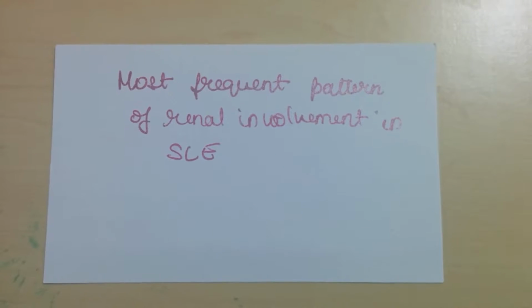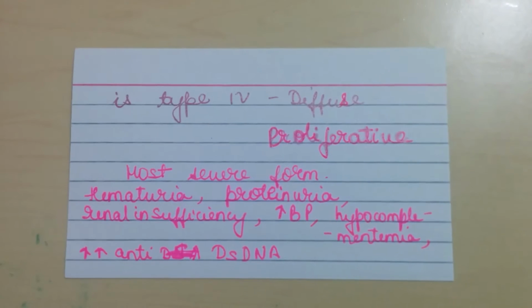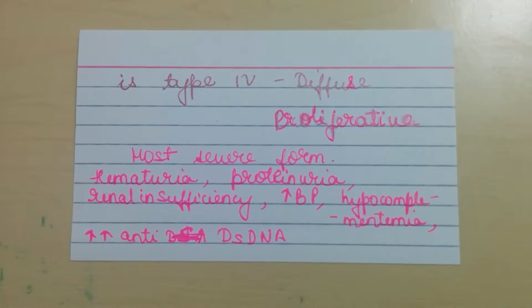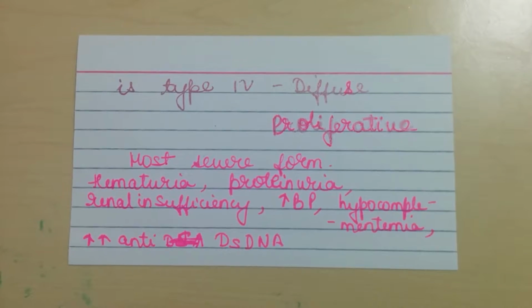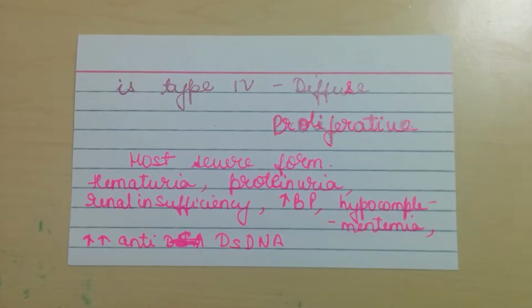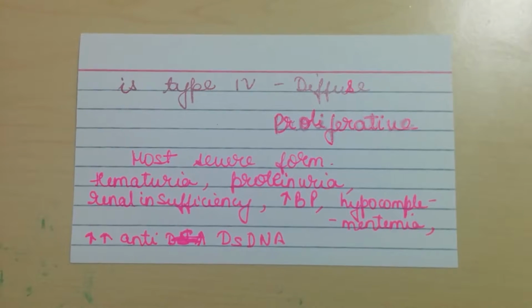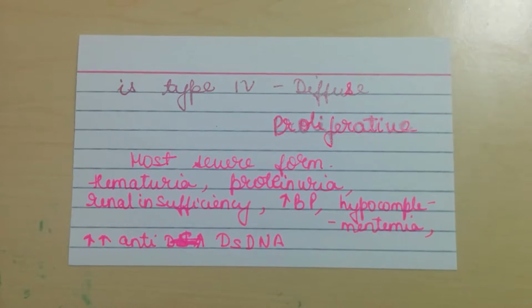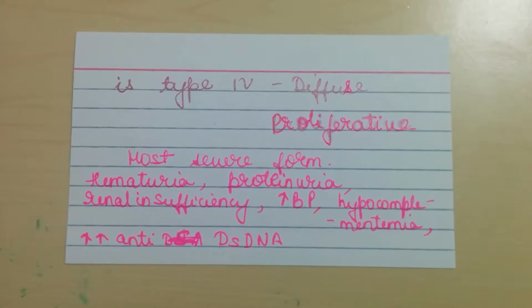What is the most frequent pattern of renal involvement in SLE? The most frequent pattern of renal involvement in SLE is type 4, diffuse proliferative type. It is the most severe form of renal involvement and can cause hematuria, proteinuria, renal insufficiency, high blood pressure, and hypocomplementemia. And there is an increase in anti-dsDNA.